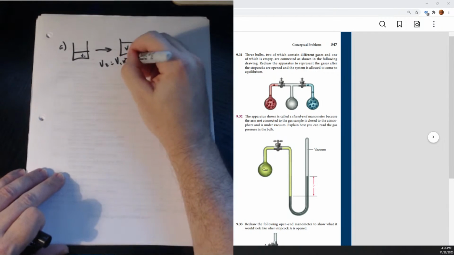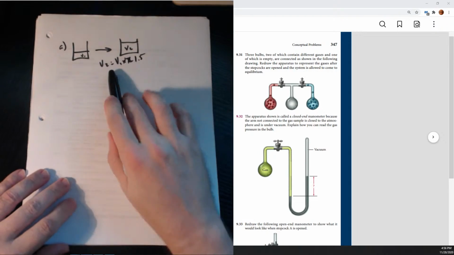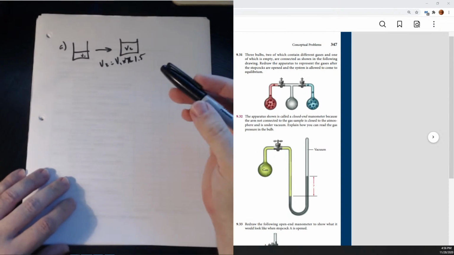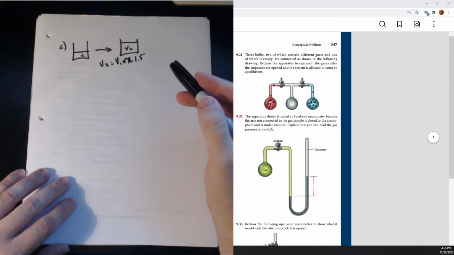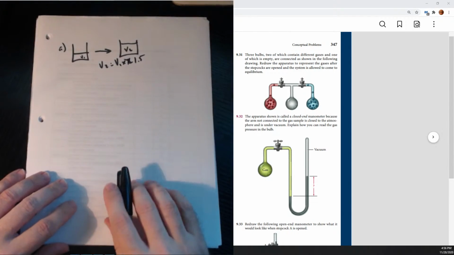Nope, it's not times 2. It's times 1.5. Okay. So if you increase the temperature from 300 Kelvin to 450 Kelvin, that's 1.5 times the temperature. So that's 1.5 times the temperature. Therefore, it's going to be 1.5 times the volume. The volume is going to increase.